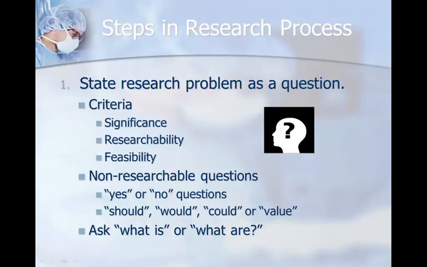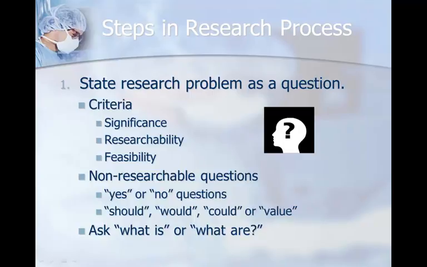So the steps in the research process. The first step is really to state the research problem as a question. We want to narrow a broad area of interest to a problem that specifies the exact intent of the study.